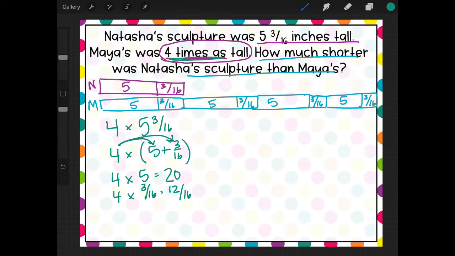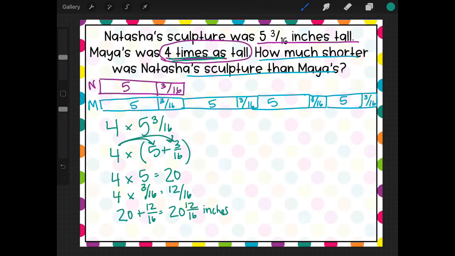12/16. So I'm looking at this now and I see, oh, 12/16 is not a fraction that's greater than 1. It's not an improper fraction. So I can just do 20 plus 12/16. Well, that gives me 20 and 12/16. And I'm working with inches.